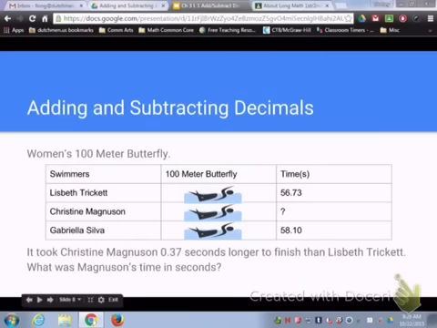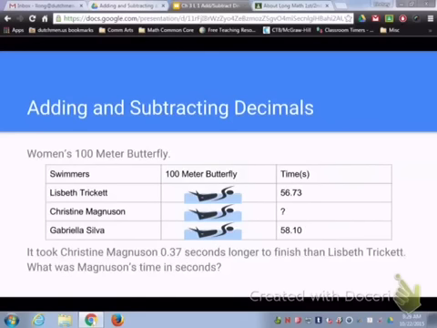So let's look at our first example. We have the women's 100-meter butterfly. We have 3 swimmers, and then we have their times. It wants to know, it took Christine Magnuson 37 hundredths of a second longer to finish than Elizabeth Trickett. What was Magnuson's time in seconds? So we'd have to figure out what type of problem we're doing. So in this case, since we're saying that it took her 37 hundredths of a second longer, we would add that to Elizabeth Trickett's time.